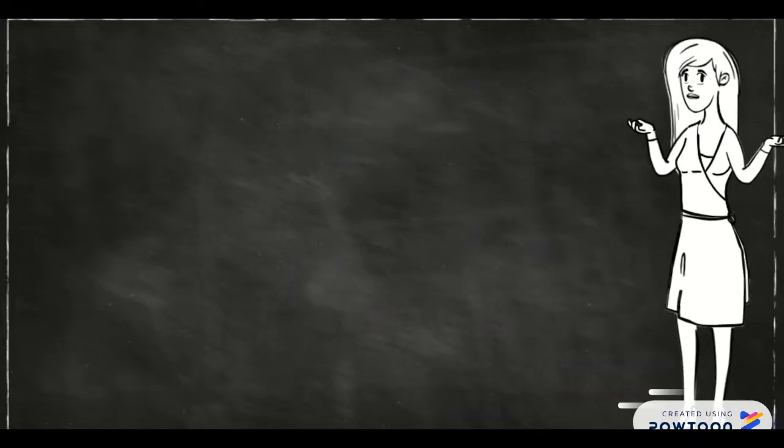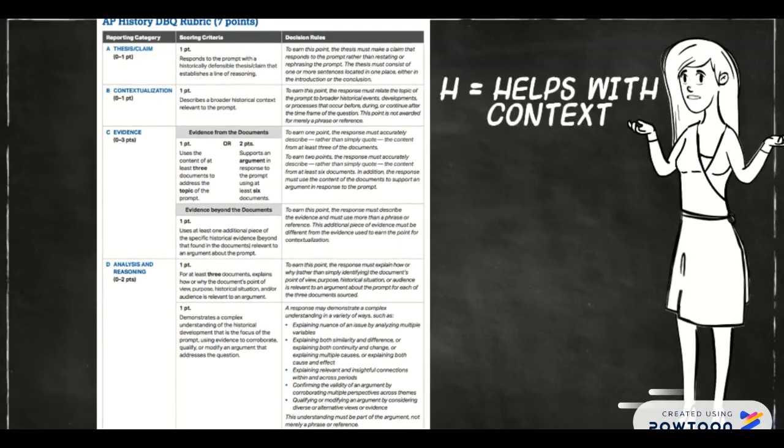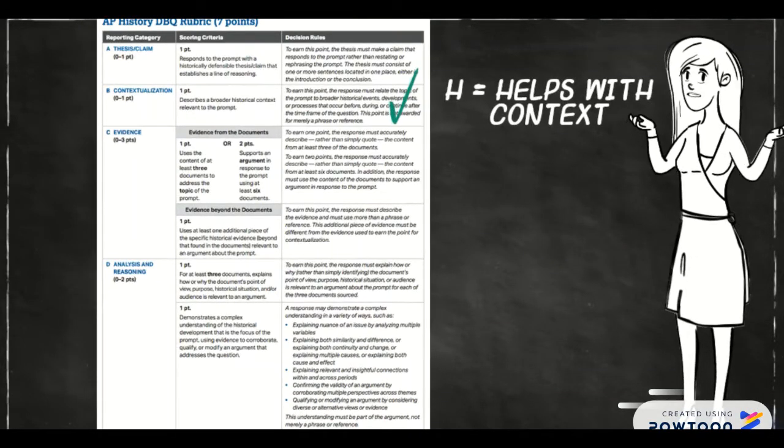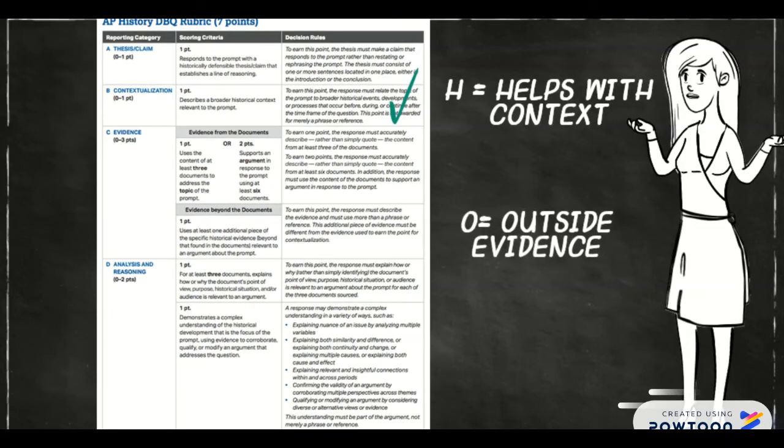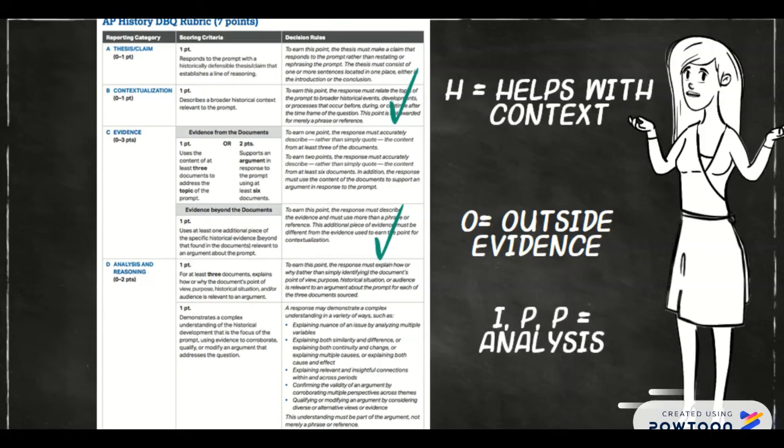Let's take a look at that DBQ rubric. The H in Hippo helps you with the context point. The O helps you with the evidence beyond the document point. The I, P, and even the H helps you with one of your analysis points to help you earn a better score on the DBQ.